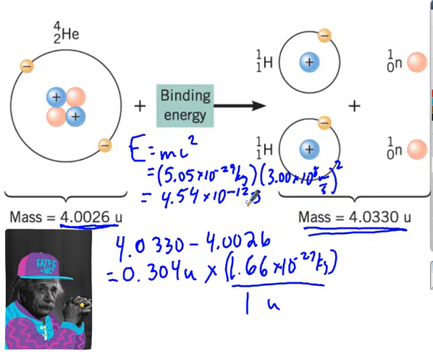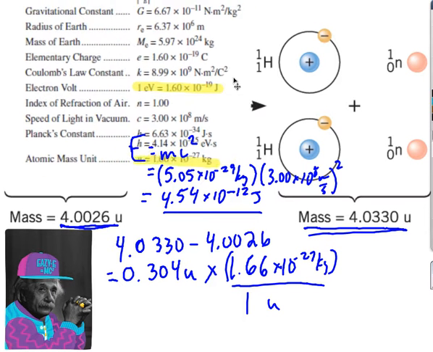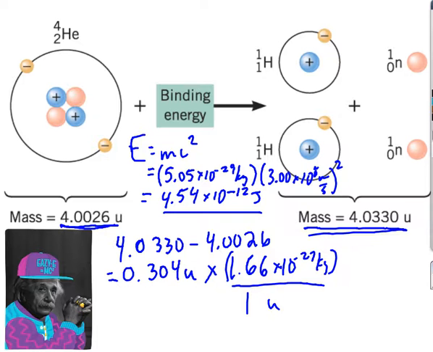Now, that's in joules. When we're dealing with energies on the nuclear level, one thing you've probably noticed from the fission and fusion slides is we deal in electron volts. So I can divide that by my constant. I look at my formula sheet. 1 electron volt is equivalent to 1.60 times 10 to the negative 19 joules.